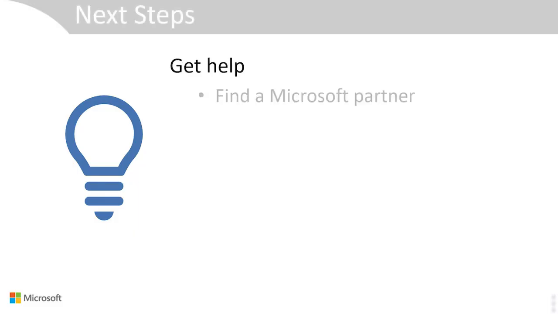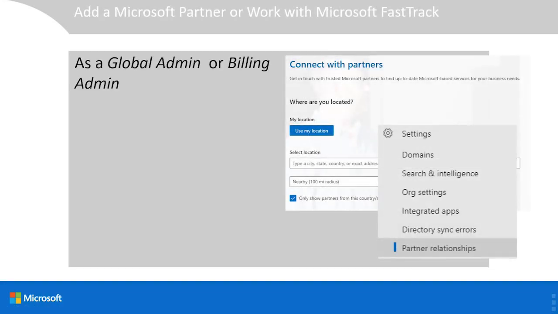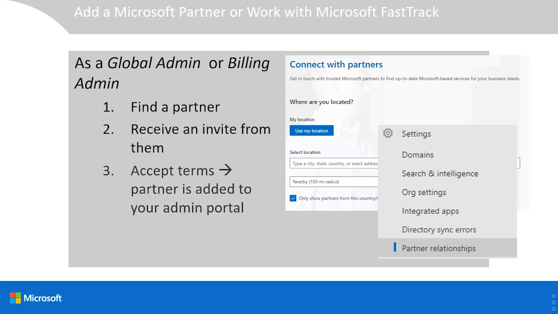Now you're going to want to figure out how to get support with your Microsoft 365 tenant. This is going to include finding Microsoft partners to work with and working with Microsoft Fast Track. A really neat feature of Microsoft 365 is that support from external partners is built right in. As a global admin or billing admin, you can go to the admin portal and select partner relationships, find a partner that meets the criteria that you want, get an invite from them, and then once you've received it, accept the terms in the invite. They get added to your admin portal, and then you can delegate administration to the partner.